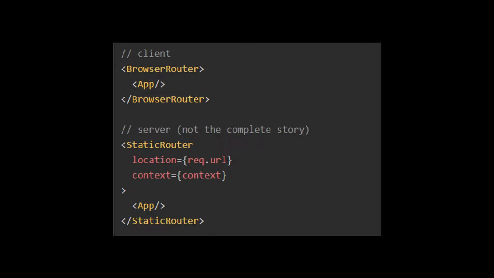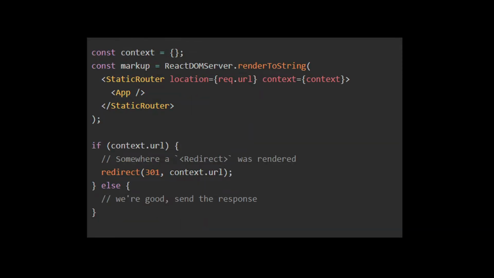For example, in the next example, here we are creating a const context and a markup which is going to call react dom server and render to string. Inside this, we are passing our static router, the location with the requested URL and the context. So if the context.url is present, then somewhere a redirect was rendered. So this will be redirected from the server with a 301 to the context.url, or else we are good to send the response.